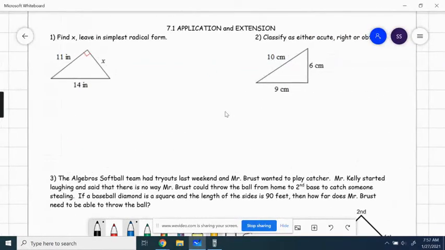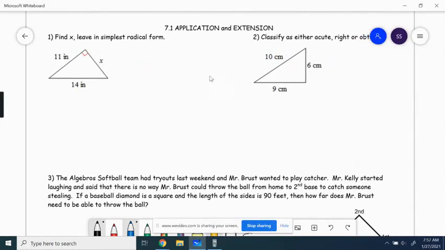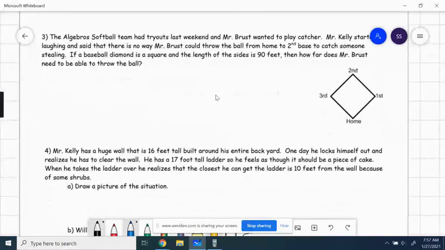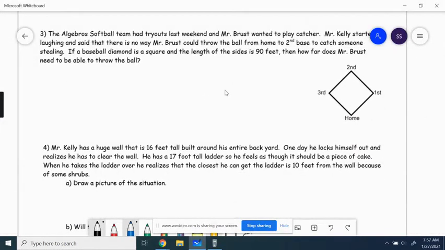All right, leave it in simplest form. This is the application and extension problems. Number 1 and 2 look pretty similar. You guys can do those. How about I do number 3 for you, or we'll go through it together.